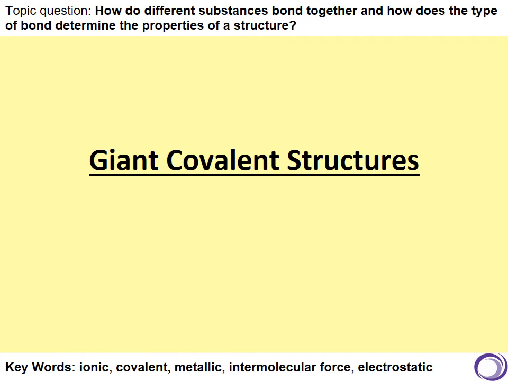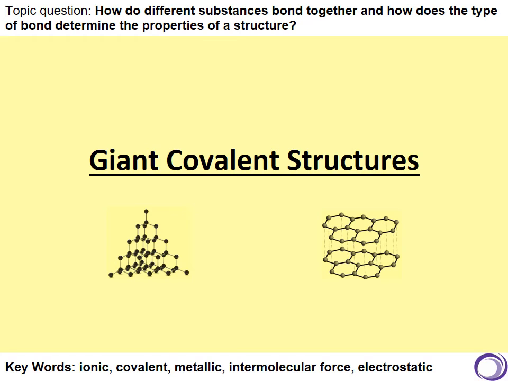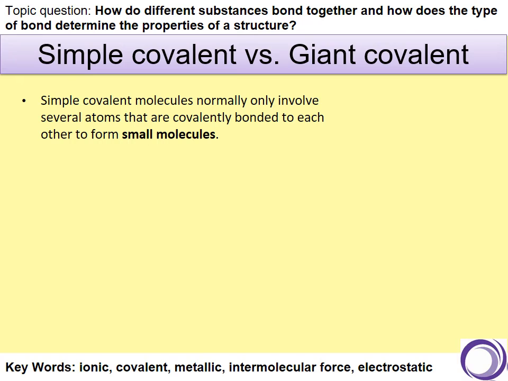Whilst carbon can form simple molecules such as carbon dioxide and methane, it also has the ability to form giant covalent structures as its element. So carbon, the element, can exist as diamond, or it can exist as graphite. Okay, so previously we have looked at simple covalent molecules, and they normally only involve several atoms.